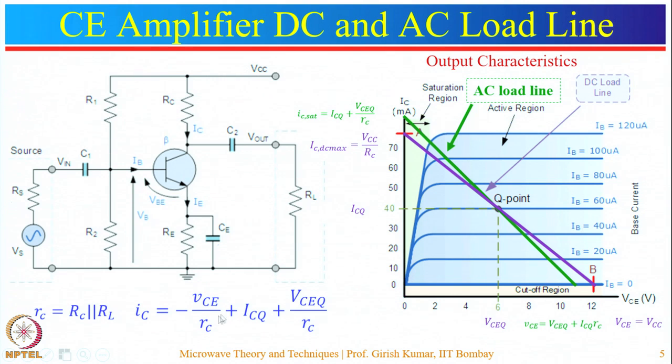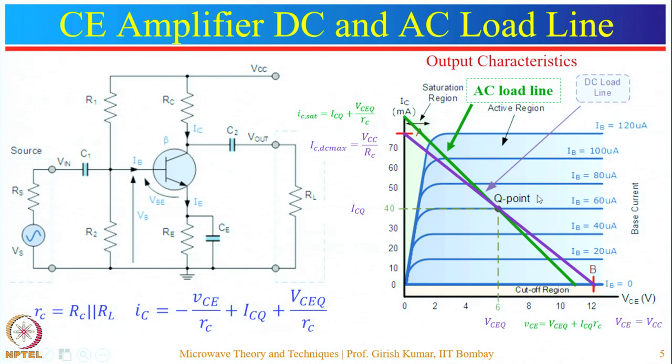So to draw the AC load line, just put VCE equals 0 to calculate the IC saturation current. This will come out to be ICQ plus VCEQ upon rc, and for the cutoff region put IC equals 0, then VCE will be VCEQ plus ICQ rc, and the line drawn by using these points will be the AC load line. Here the slope of this load line will be minus 1 upon rc, which is a parallel combination of RC and RL.